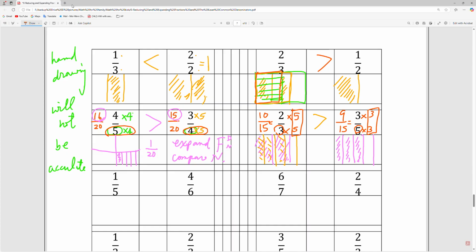Okay, for the next one, I multiply 6, so I have 6 over 30. This one I multiply 5. So they have the same denominator, 30. Then obviously 20 is greater than 6.